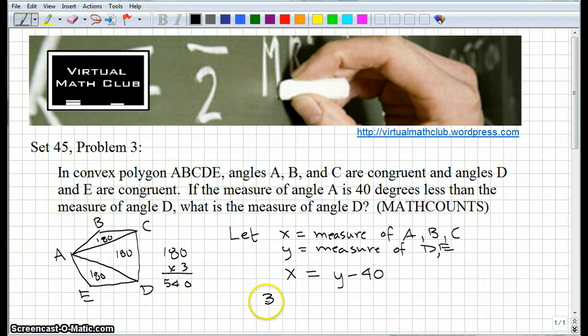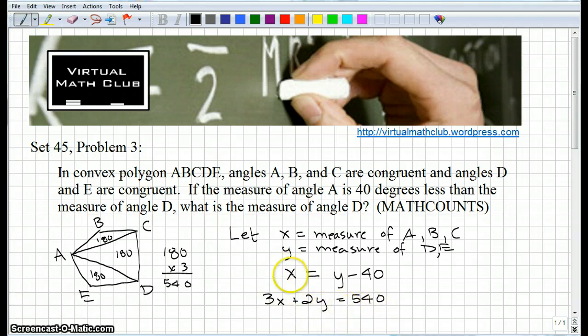So I also know that 3x plus 2y is equal to 540. Okay, this is a good thing to remember. I would have trouble remembering all the angle measures of all the different polygons, but just remember that you can break a polygon into triangles. So if you have a pentagon, you have 3 triangles that you can break it up into. If you have a hexagon, you'll have 4 triangles that you can break it up into.